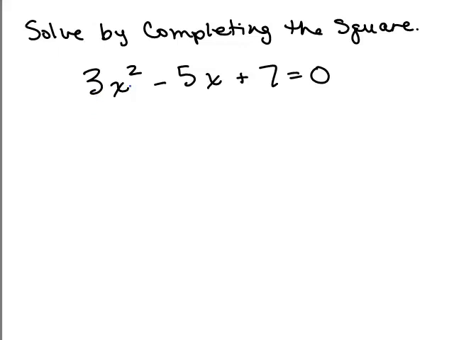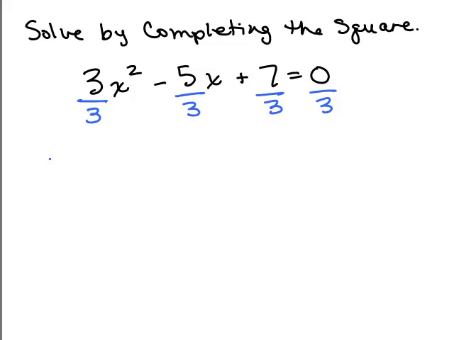So how do we begin this? We would like the coefficient of x squared to be 1, so since the coefficient is 3, we need to divide both sides of the equation by 3, whatever the coefficient of x squared is. Remember, that means you need to divide all terms on both sides of the equation by that coefficient.